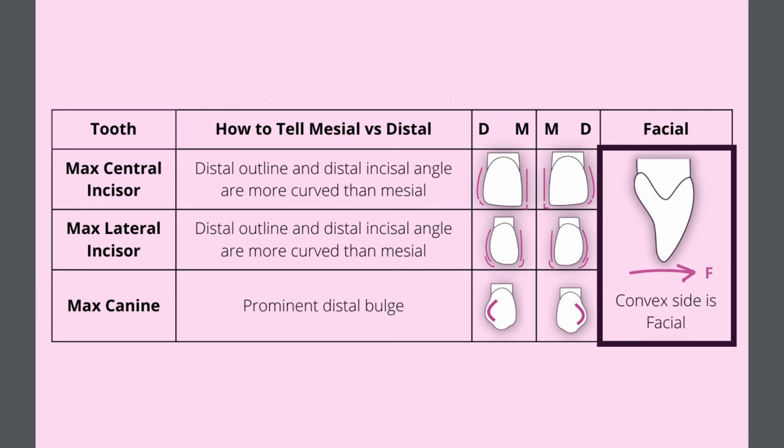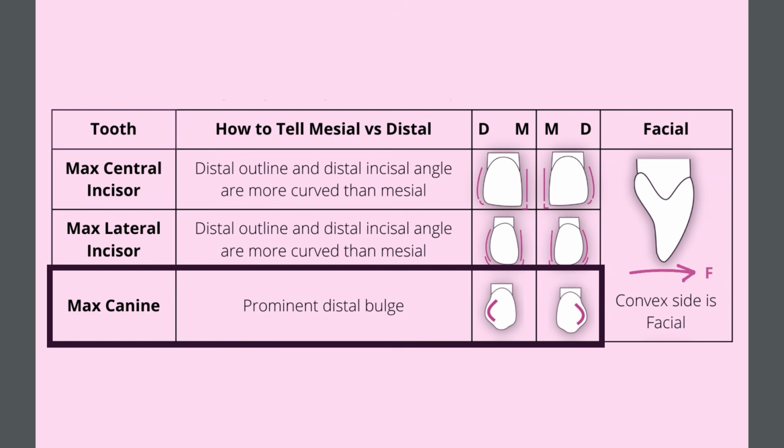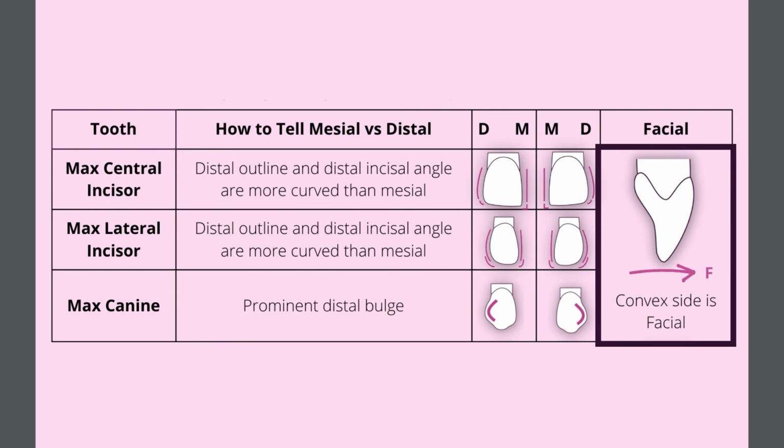Looking at the maxillary lateral incisor from the proximal, the side that is convex, not concave, not where the fossa is, is the facial. For the maxillary canine, there's a very prominent distal bulge, so the side that doesn't bulge as much, is not as convex, is the mesial. Looking at this tooth from the proximal, the side of the tooth that is more convex, not the side with the fossa, is the facial.